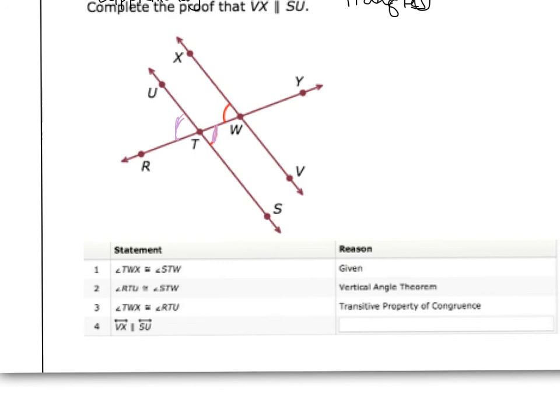So we're trying to prove something, and that's right, that's what it is. We're going to use the converse of the corresponding angles theorem. Because remember, we have angles that are congruent, and we're trying to prove that lines are parallel, and this does it. The converse proves the parallel lines.